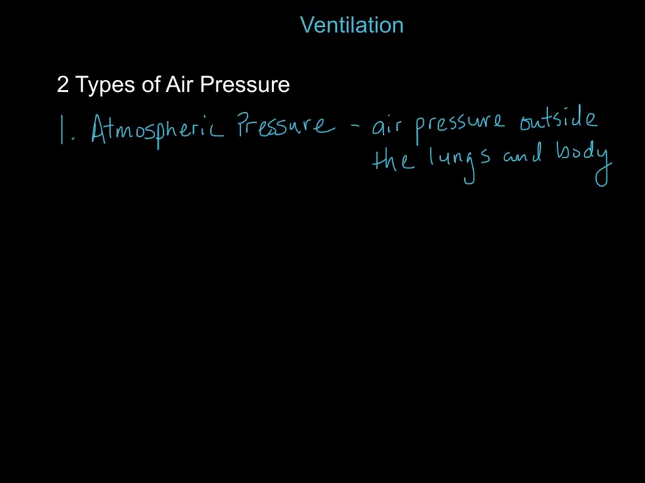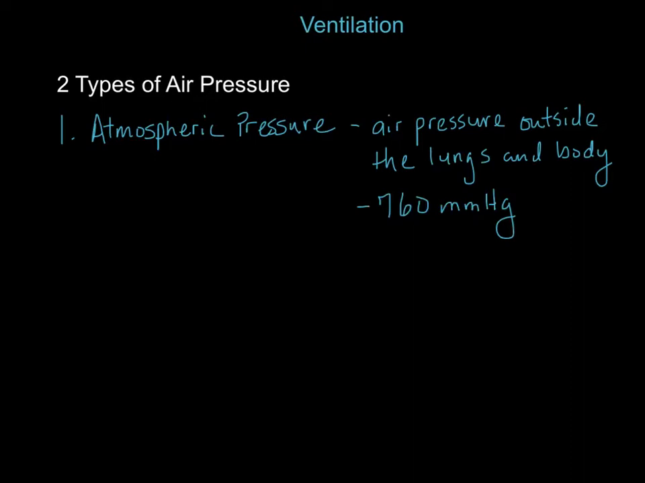When discussing ventilation, there are two types of air pressure. The first type of air pressure is atmospheric pressure. Atmospheric pressure is the air pressure outside the lungs in the body. Atmospheric pressure has a value of 760 millimeters of mercury.